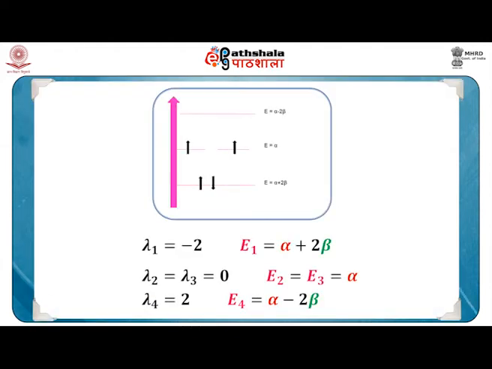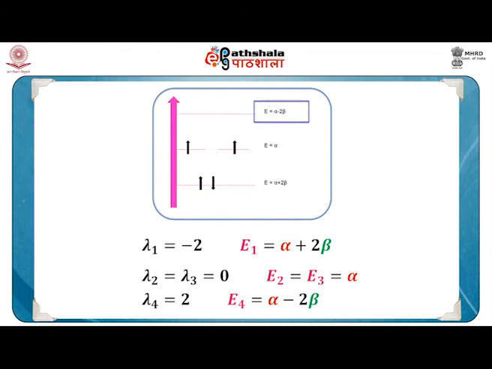As you can see from this energy level diagram, there are 2 electrons in the lowest orbital with the energy alpha plus 2 beta, and then the remaining 2 pi electrons are one each in the 2 degenerate molecular orbitals with energy E is equal to alpha. So there are 4 pi electrons, and so these are accommodated in this way. The last orbital with energy alpha minus 2 beta is empty.